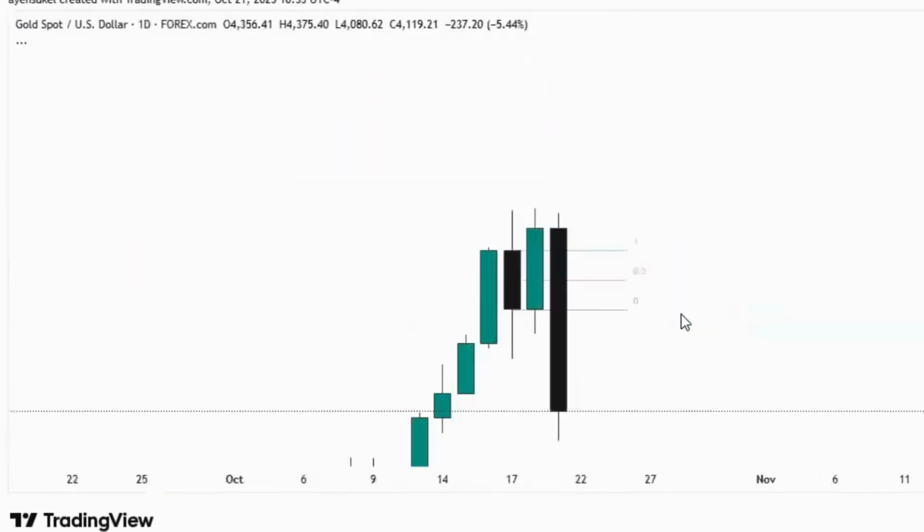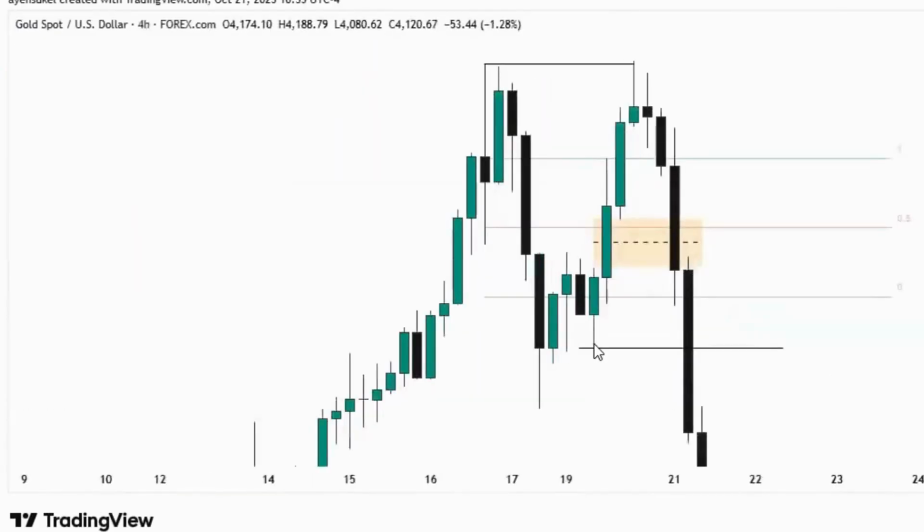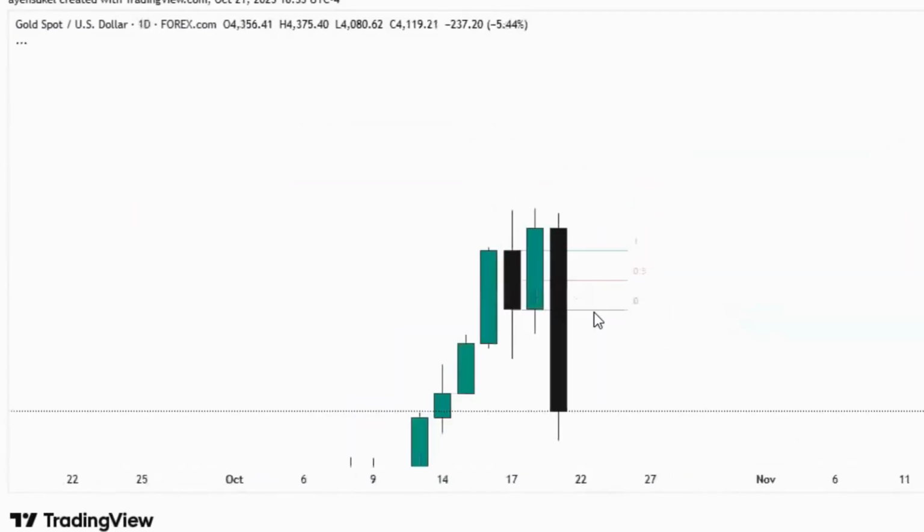Now, one thing you have to take note of is that external range liquidity on the 4-hour charts is the same as previous daily highs and lows, right? And they are the easiest targets that you can target when you are trading, because price will easily get to them, right? So this is how I traded gold at its all-time highs.